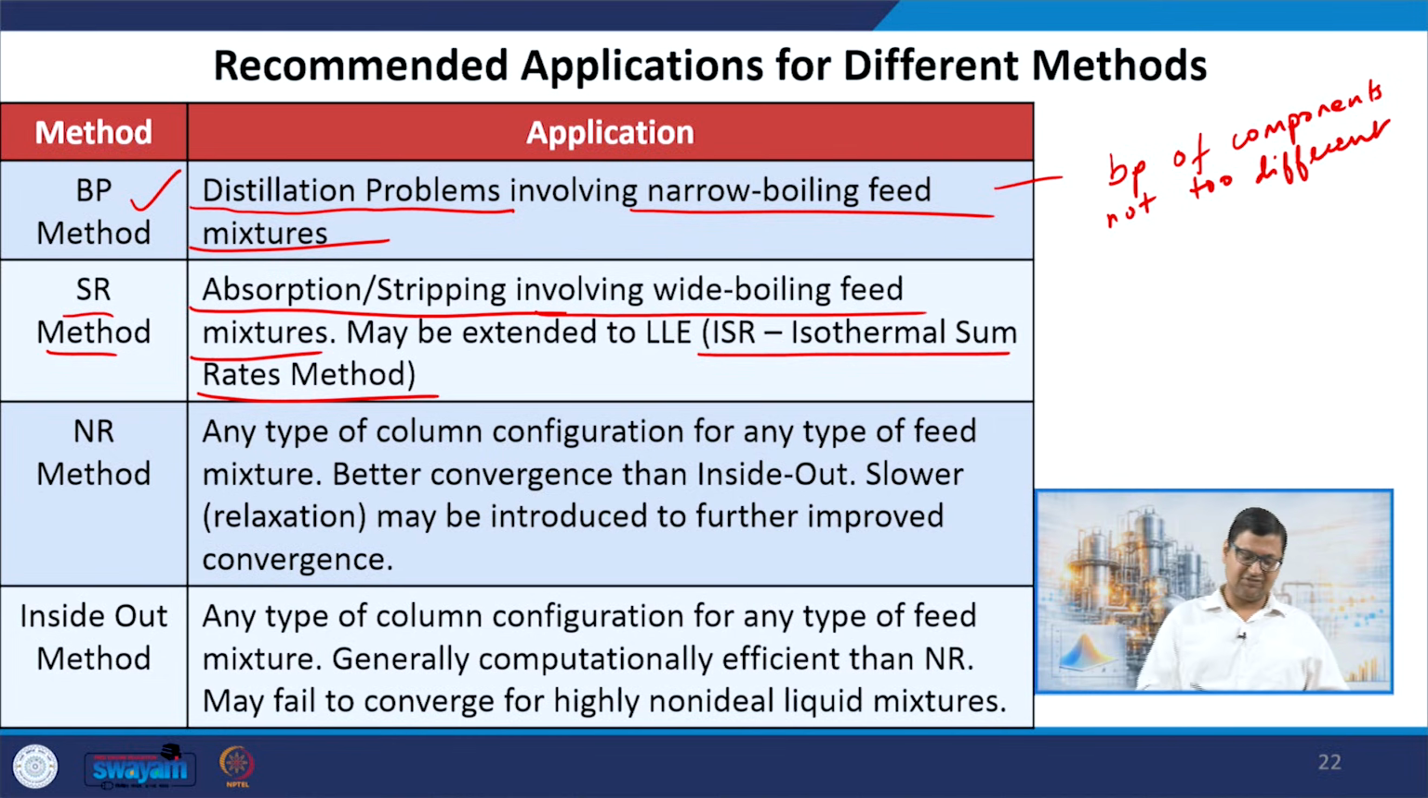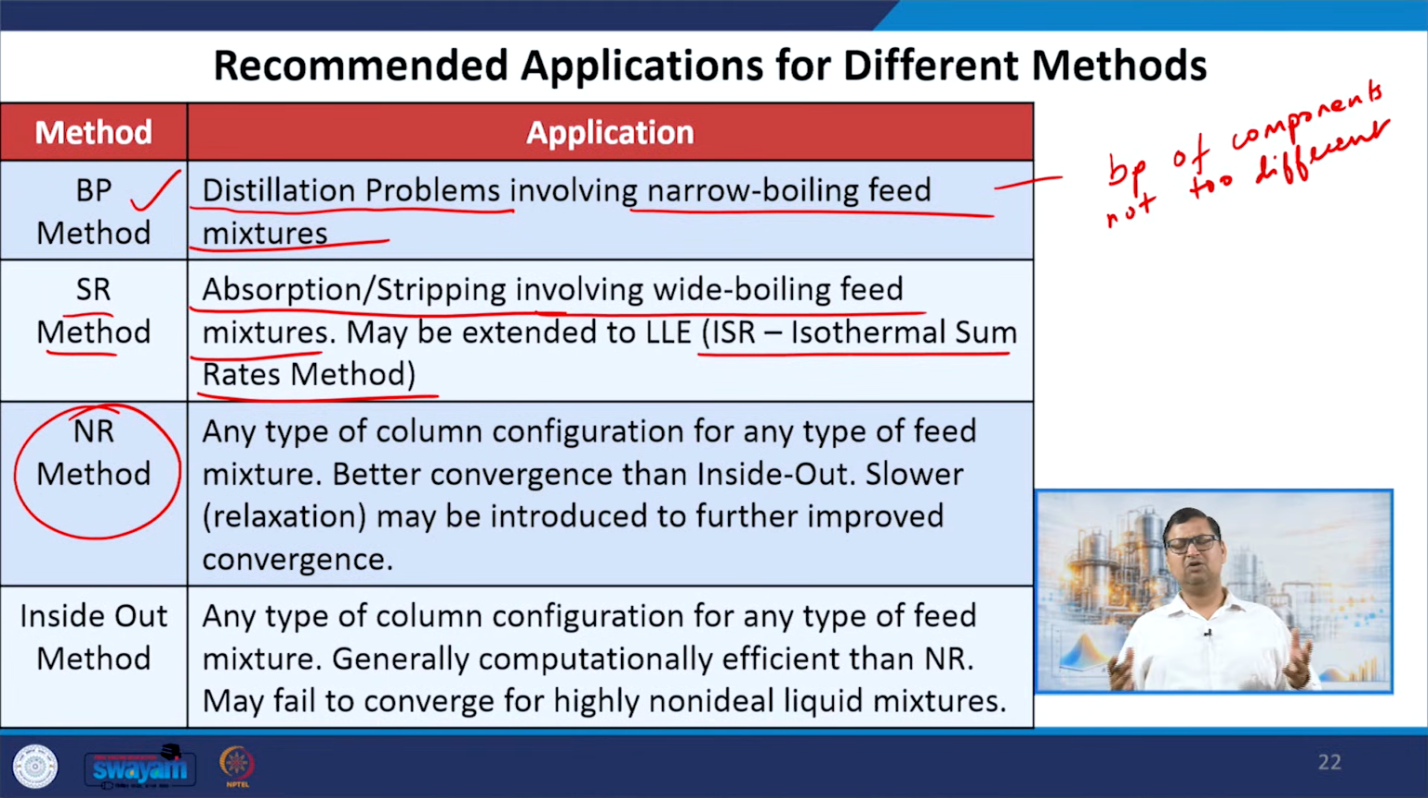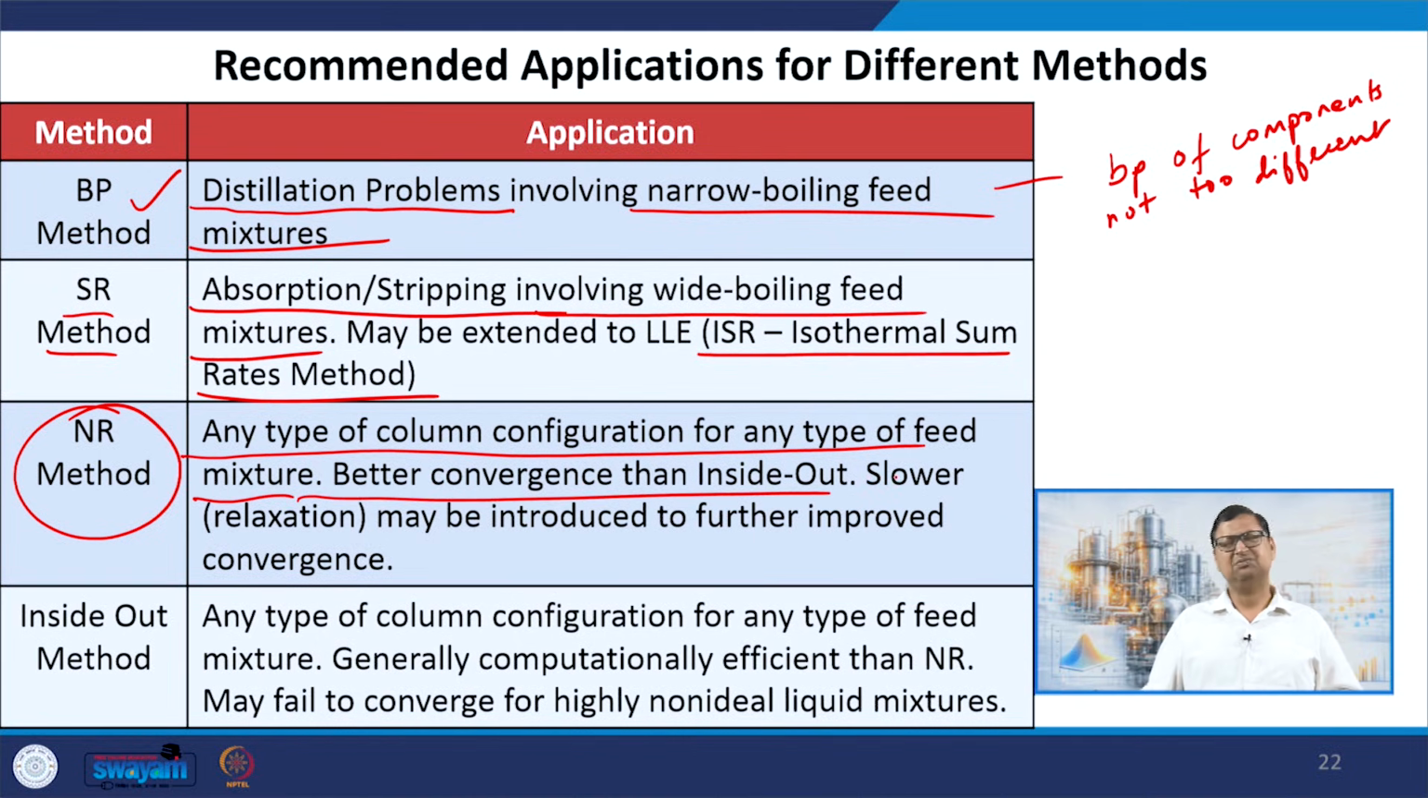Then there is a Newton-Raphson method. Since we are solving all equations together by the Newton-Raphson scheme, this method is quite versatile. It can pretty much hold for any type of column configuration, for any kind of feed mixture. It happens to have a better convergence than the inside out method, but also sometimes slower compared to the inside out method. And there are ways to further improve the convergence by doing some kind of a relaxation.